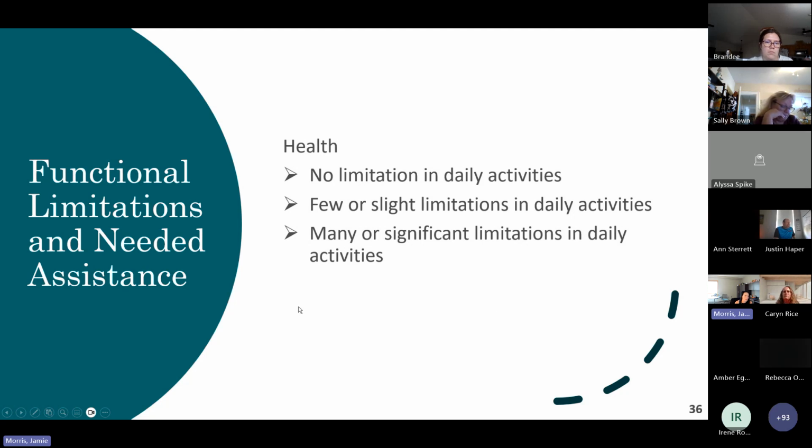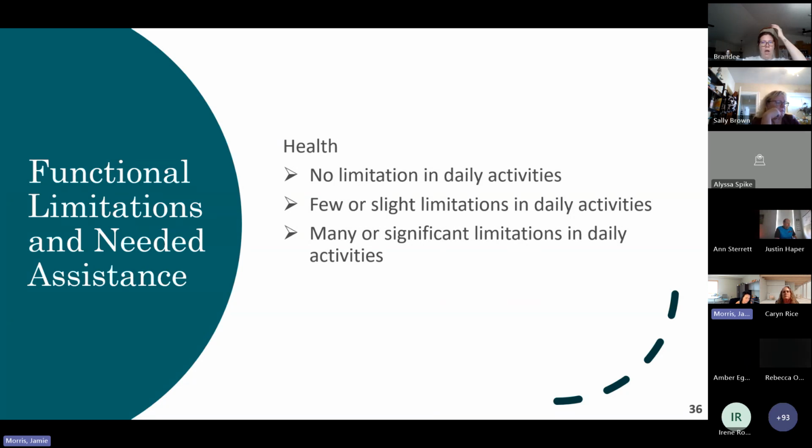So we are looking at their documentation from a physical, and we're also looking at their day-to-day activities and if their health is affecting it. If there is nothing at all that is affecting them, there are no kidney issues or heart or lungs that are affecting anything they're doing, then I'm going to write no limitation. I'm going to check no limitations.